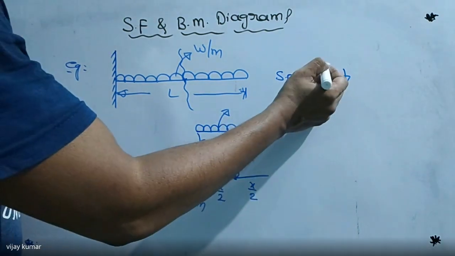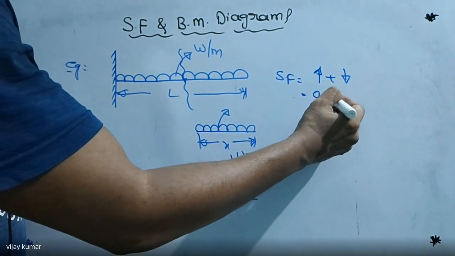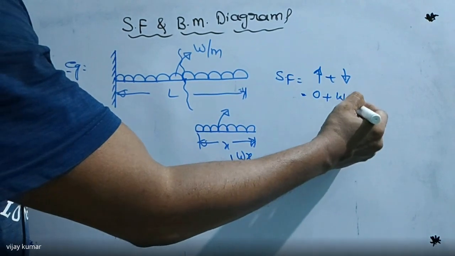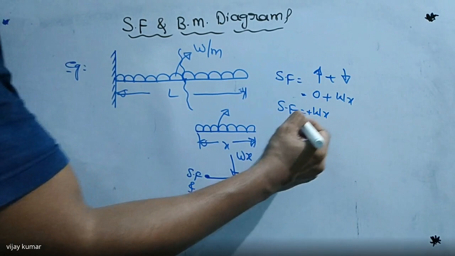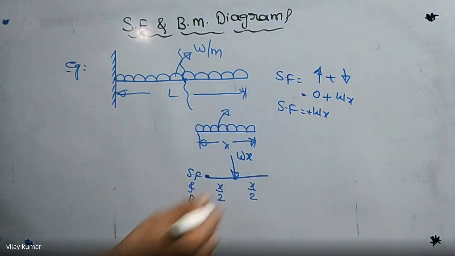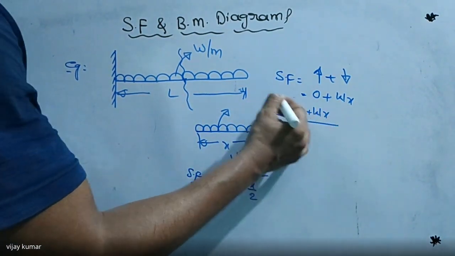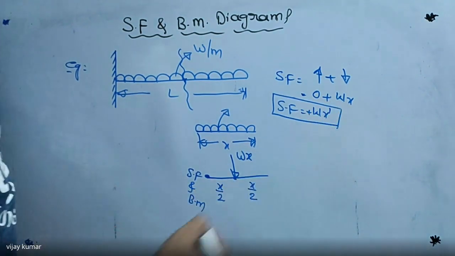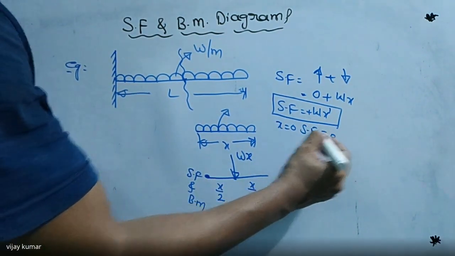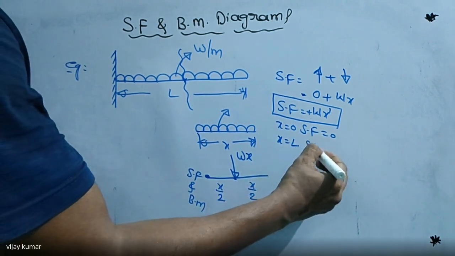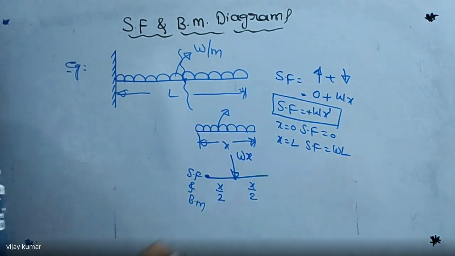So the upward forces are 0, so 0 plus W into X. So the shear force is equal to W into X, which is positive. Why? Because it is moving downward. So the shear force is a linear function, that is X power 1 we are getting. When X equal to 0, shear force is also 0. When X equal to L, shear force is equal to W into L.